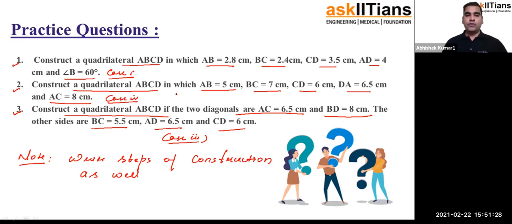So what we discussed in today's session: the first case was how to draw a quadrilateral when you are provided all four sides and one of the angles. The second case was how to draw a quadrilateral when you are provided all four sides and one diagonal. The third was how to draw a quadrilateral when you are provided any three sides and both the diagonals. These three things we discussed, along with the steps of construction and what you need to keep in mind while doing this. You just need to practice a good number of questions based on all three cases, and within no time, these three cases will be in your grip.